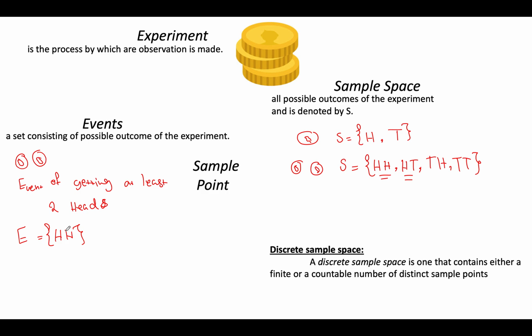Okay, then we've got something called a discrete sample space, which is one that contains either a finite or countable number of sample points. So here we've got the discrete sample space. All right, we've got a countable number of discrete sample points.